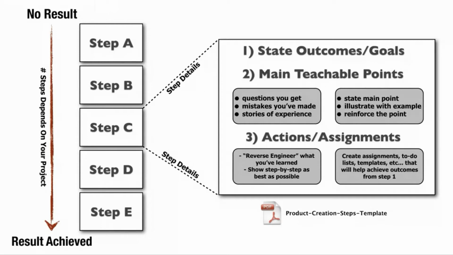If you're starting to build your course right now, how can you follow this model to come up with your modules, step A, B, C, D, E, whatever, to get people from no result to some result? How do you decide what your teachable points are going to be? And how do you decide what your action items or your specific assignments would be for your clients?